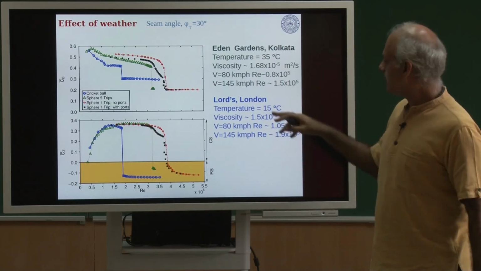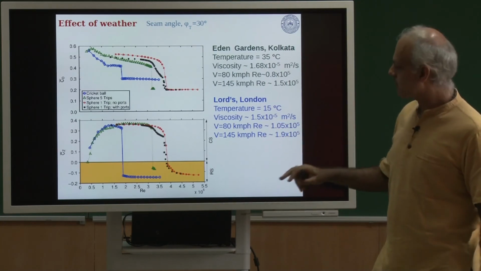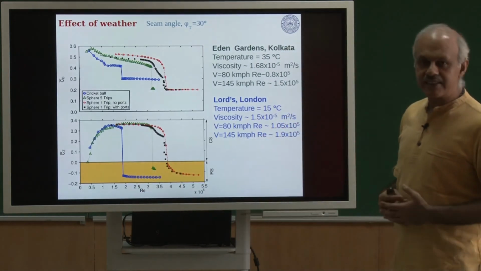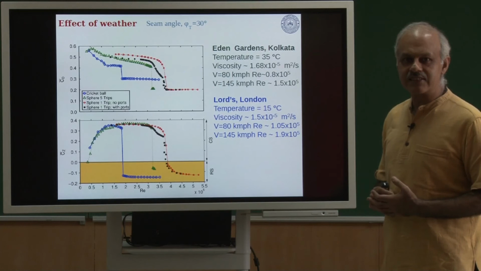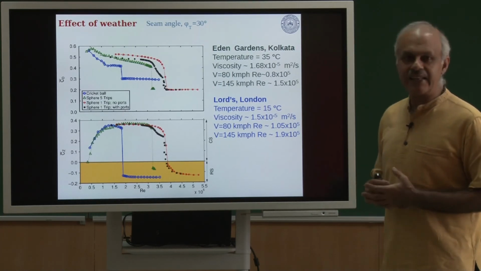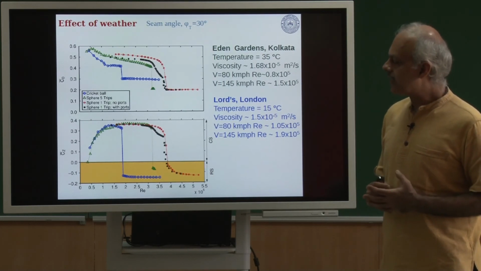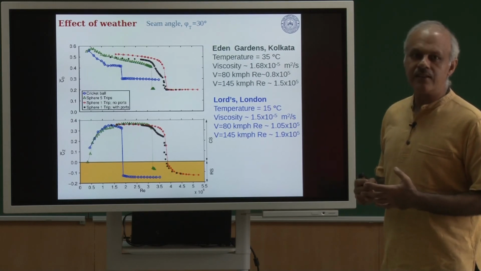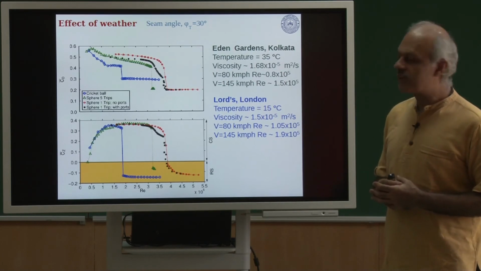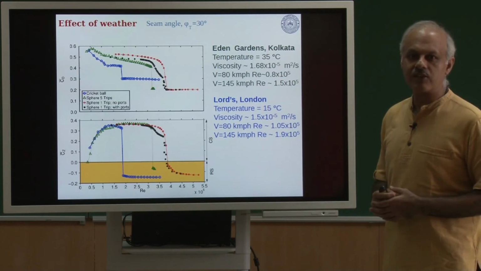Everything remains the same, but he bowls at Lord's. Now he generates roughly 2 into 10 to the 5th. You see, now he is able to reverse swing. So the weather conditions, the humidity conditions, the temperature conditions, they can make an enormous difference. So the fluid mechanics can actually help you understand all this. Rather than looking at experiments of speed versus force, it is more efficient to plot them with coefficients versus Reynolds number, and then you can back calculate and take the effect of the weather.